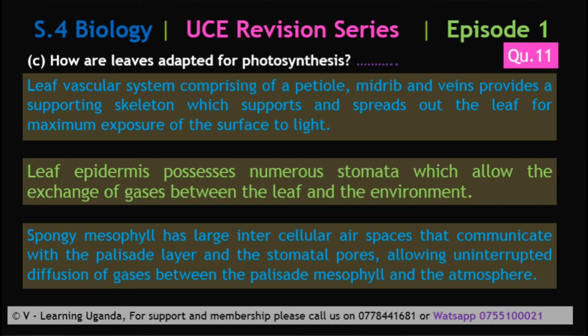The leaf epidermis also possesses numerous stomata which allow the exchange of gases between the leaf and the environment. The spongy mesophyll has large intercellular air spaces that communicate with the palisade layer and the stomatal pores, allowing uninterrupted diffusion of gases between the palisade mesophyll and the atmosphere.